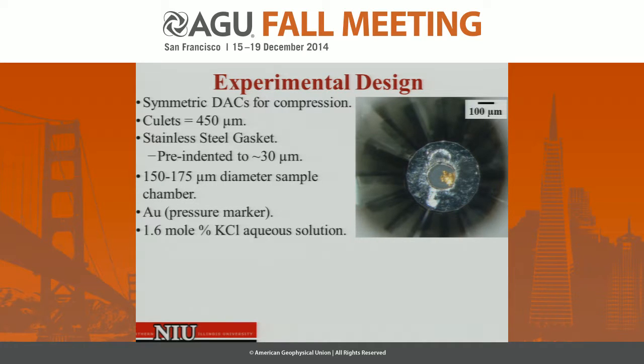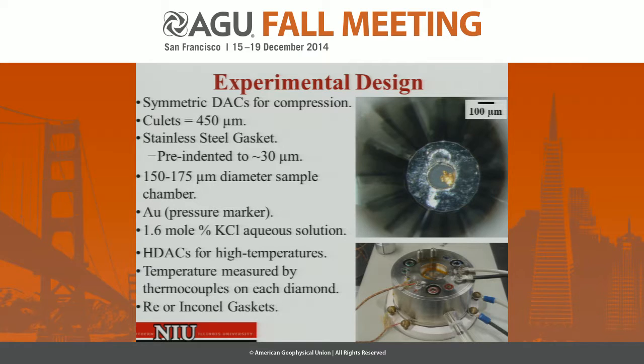And the fluid was a 1.6 mole percent KCl aqueous solution. We utilized that composition because it corresponded to the work done by Frank et al. in 2006, 2008, where they looked at the maximum solubility of sodium chloride in this ice 7, and then the impact. So we were able to compare directly to the sodium chloride system, which is why we utilized that. So this would give us a compression curve at one temperature, at room temperature.